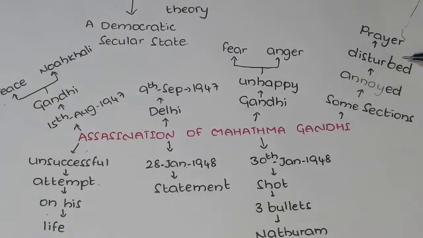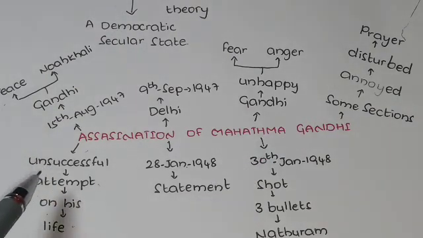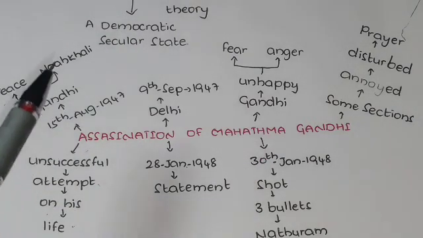Anyhow, these people were disturbing his all religion prayers. Gandhi was conducting all religion prayers. Those prayers were disturbed by some sections of people, and they also tried to kill him. But those attempts were unsuccessful.